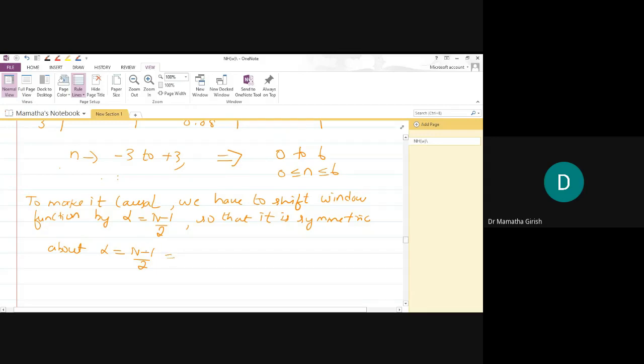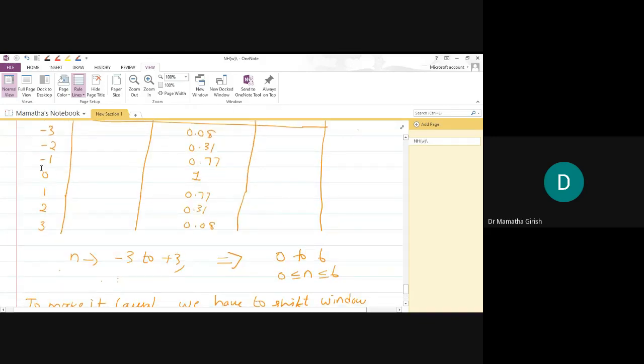In this case, we could substitute the value of n as 7, so 7 minus 1 by 2, and I end up at alpha equal to 3. In the earlier case, it was symmetric with respect to the interval 0.